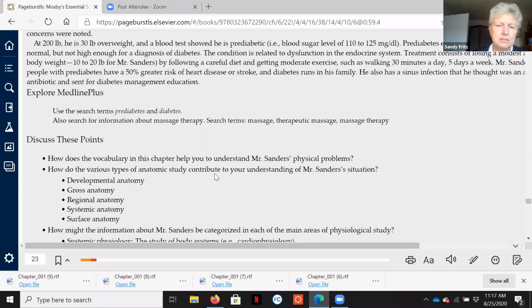How do the various types of anatomy study contribute to your understanding of Mr. Sanders' situation? A lot of times what you have to do is formulate an intelligent question before you can get good information back. In the chapter, we talked about developmental anatomy, gross anatomy, regional anatomy, systemic anatomy, surface anatomy. I would certainly take a look at systemic anatomy here. But when I touch the body, I'm always dealing with the grosser anatomy and the more surface anatomy. And I might want developmental anatomy a little bit to get an understanding of a generalized way that this body might be functioning in an aging process.